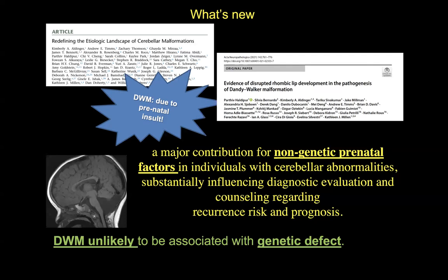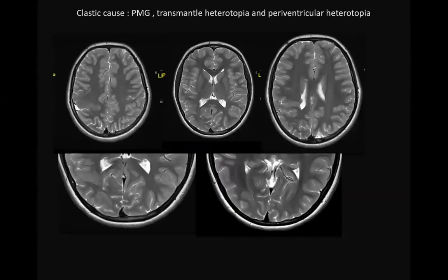So we know that Dandy-Walker is most likely due to prenatal insult. We know that Dandy-Walker can be associated with gray matter heterotopia. We put this together and we think non-genetic. So we can call our geneticist or neurologist and say, well, we think that this is most likely non-genetic.